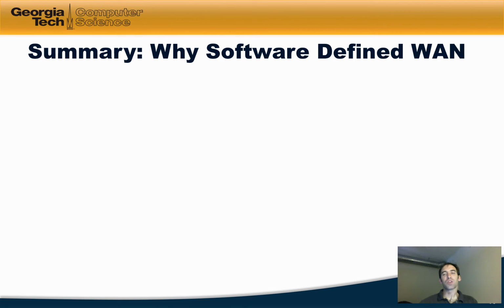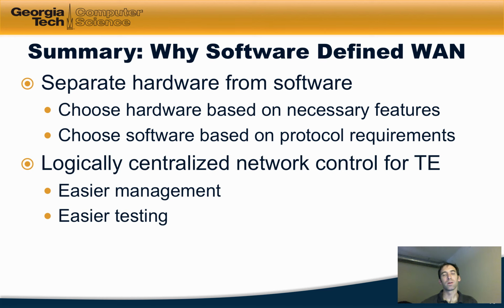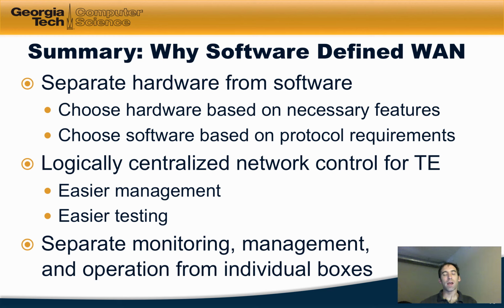In summary, a software-defined wide-area network separates hardware from software. It allows operators to choose hardware based on the features that they need and choose software based on the requirements of the protocols that they need to run the network. Logically centralized network control for traffic engineering allows for easier management and easier testing. Finally, a software-defined WAN can allow operators to separate monitoring, management, and operation from the individual boxes that now only need to forward the traffic based on the decisions of the controller.